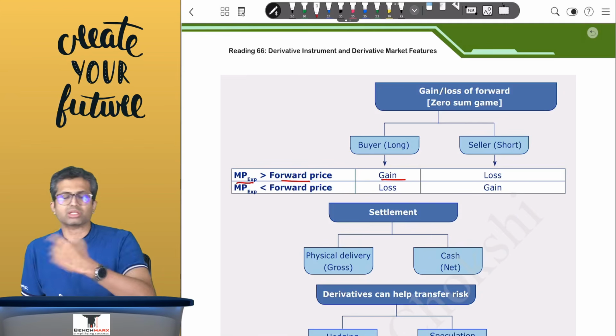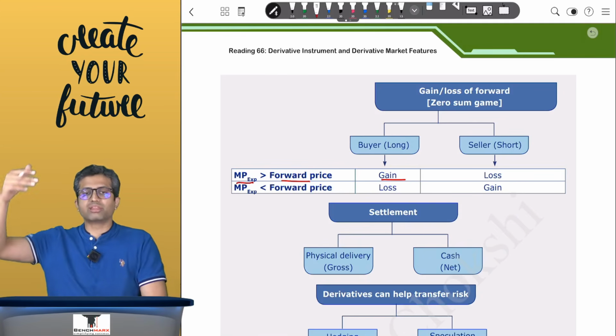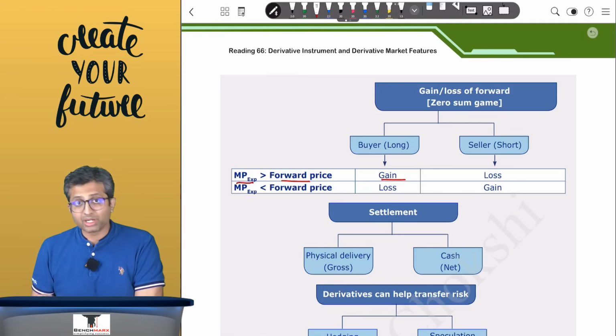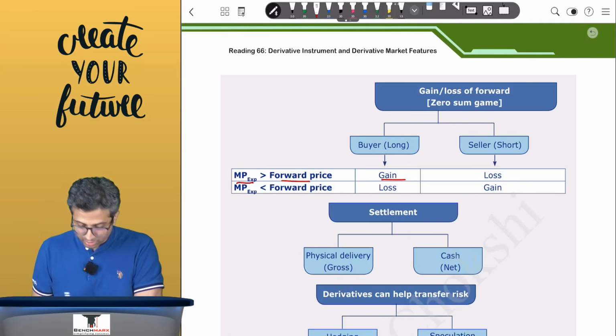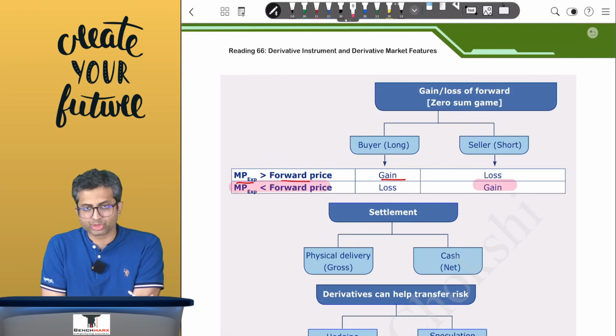But a seller is having a short position and hence they would gain if the price of the asset falls. So if I've agreed to sell the dollars at 80, but the price becomes 75, then this is a benefit for me because I can sell it at 80 when the market price is 75 and get a 5 rupees gain. So if the market price is lower than the forward price, there would be a gain. Otherwise, there would be a loss over here.